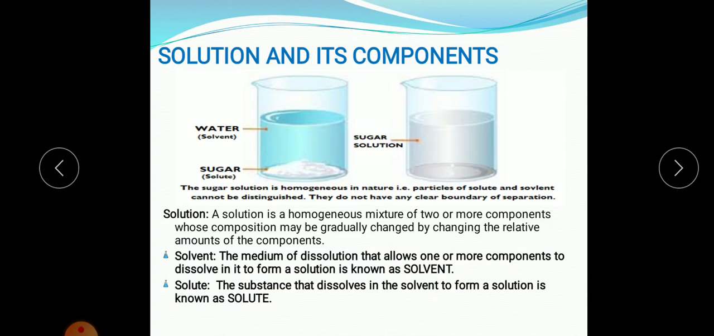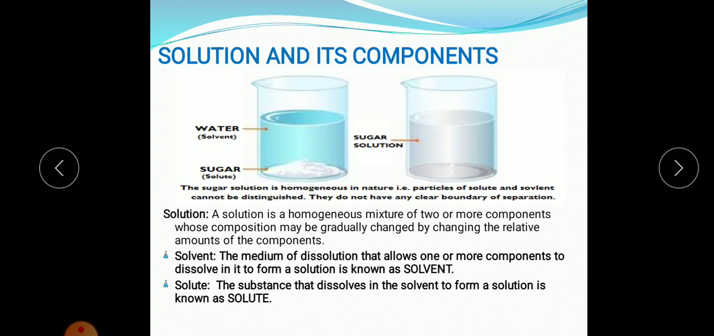Next, we'll discuss solution. What are solutions and their components? To understand this, you take a beaker. In this beaker we fill half with water, and then we add 3 or 4 teaspoons of sugar. Now after adding sugar, we'll dissolve it. We'll stir it so that the sugar gets dissolved in this water. So you'll find a clear solution like this.